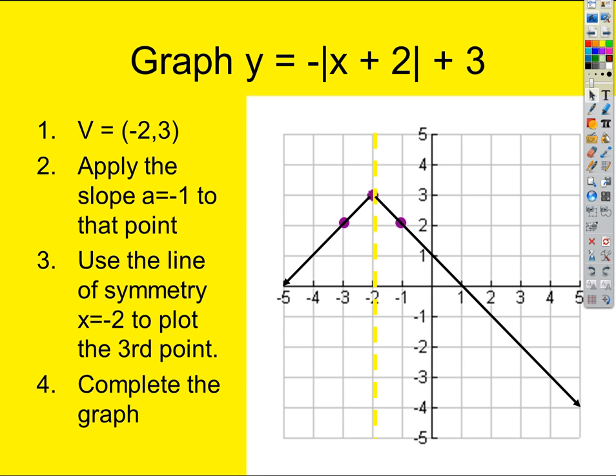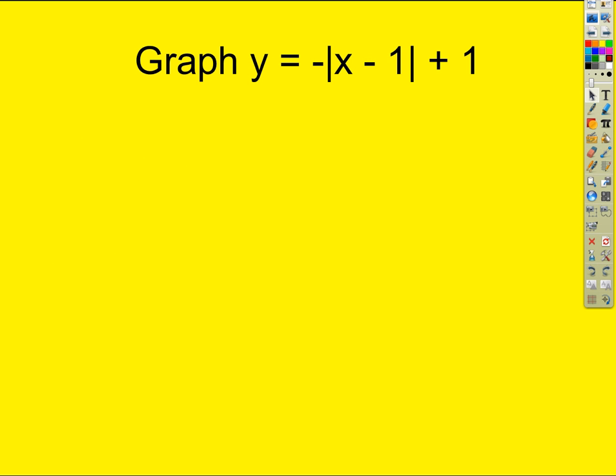So try this one. Get out your notebooks, or I have paper if you need paper, but try this one in your groups. See if you can come up with a quick sketch of that.